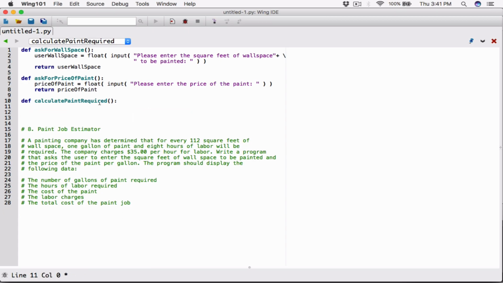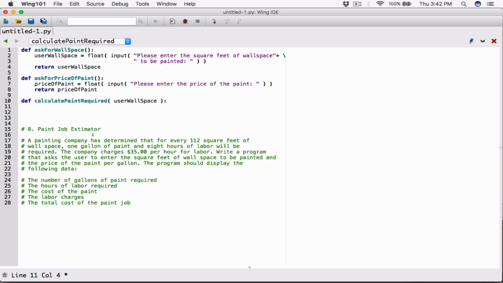Okay, so we're going to need the user square feet, the user's wall space, as a parameter. So we have to define it. It's going to need the user wall space here. So to calculate the gallons of paint required, I'm going to go ahead and create a variable called paint required, but not yet. Let's just work on the calculation here.